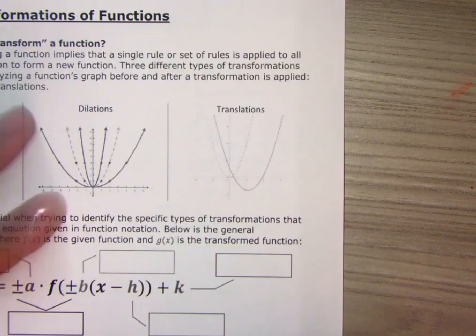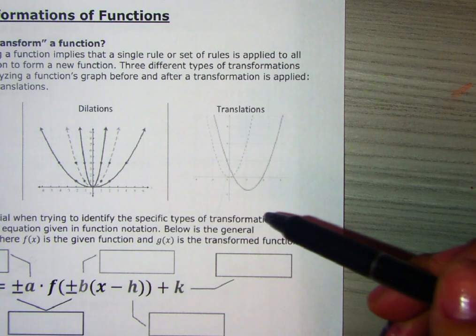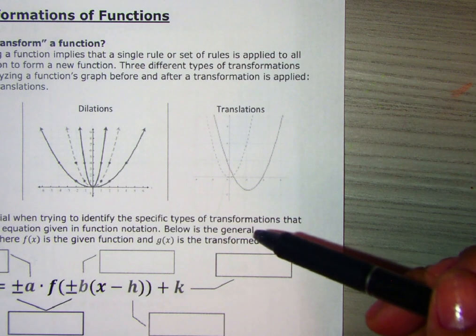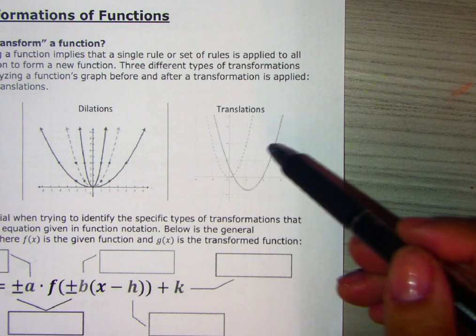The other transformation that can happen is a translation, which means we can change the location of where that parabola is at. So we can shift it up, shift it down, shift it left, or shift it right.